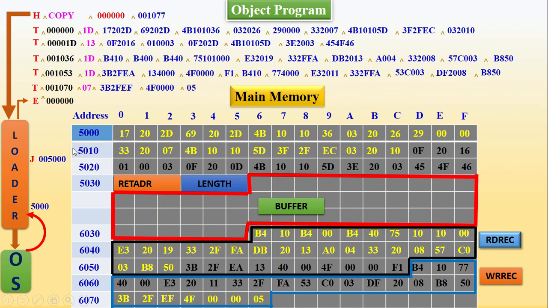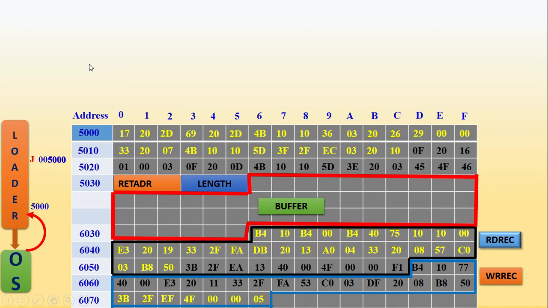Now let us see how the control is transferred to this location. After reading the last record, called the end record, the object program is not at all necessary because the entire object program is already there in the main memory. So the loader closes the object program. Now let us see how the control is transferred to location 5000.